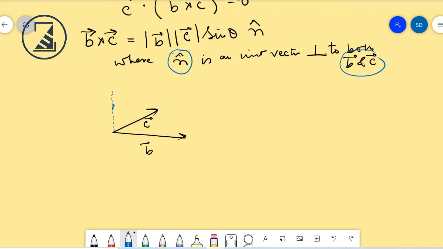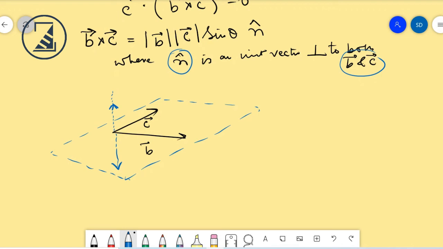One is this direction above the plane containing B vector and C vector, and another is this direction. So which direction are we going to take? For this we use the right hand thumb rule, and this rule is more of a conventional technique than a logical technique, because this is more or less accepted.